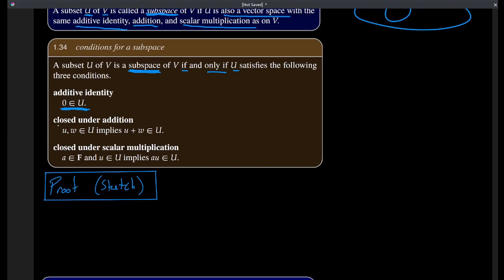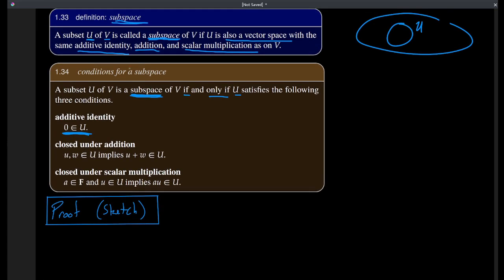The second condition is closure under addition. This makes some sense because we have to have a binary operation on U, that is a map that sends two copies of U to U. So if we're going to take the addition from V, which is a binary operation on V, and restrict it to U to define an addition on U, then if I take two things in U, I certainly have to send them to something in U.